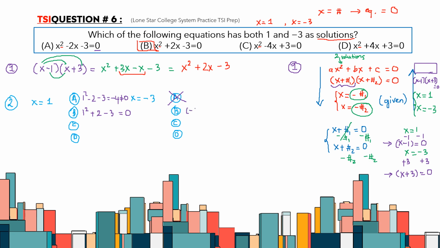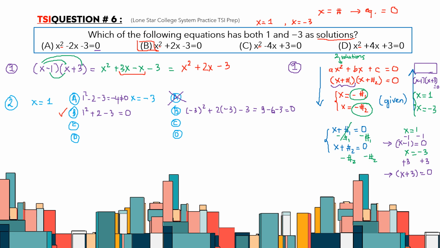Now we continue with x equals negative 3. So we have negative 3 squared plus 2 times negative 3, minus 3. That will be 9 minus 6 minus 3, and that equals 0. So B looks like the right answer. But to make sure, we will check C and D as well.